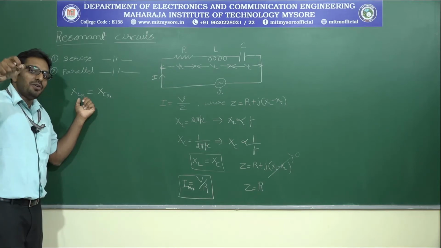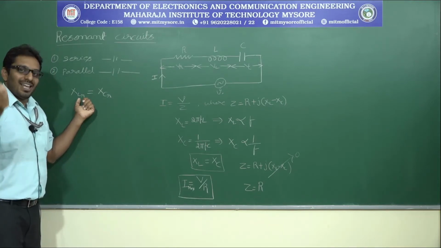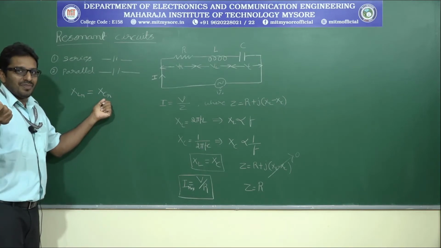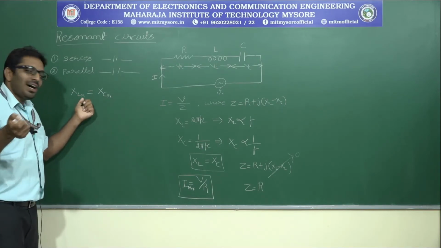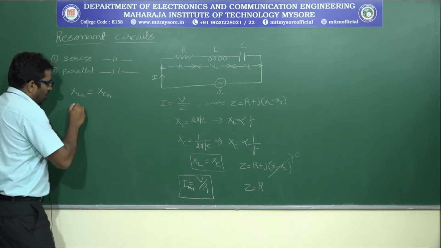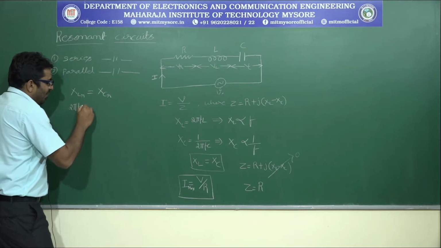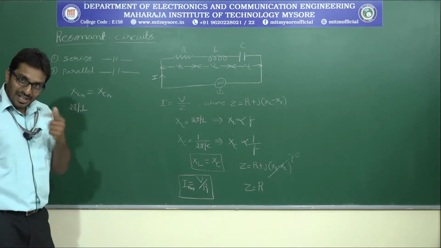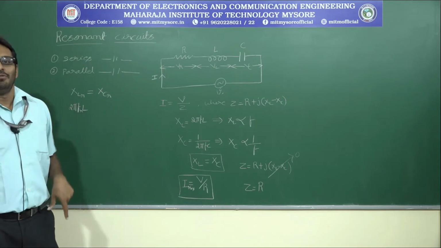What is XL? 2 pi FL. What is XC? 1 divided by 2 pi FC. Is it clear? But these are related to frequency. Now what is XL? 2 pi FL. Again F becomes FR, because resonance is with respect to frequency.